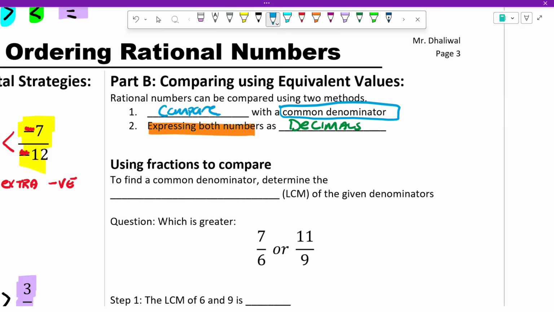So like this example here, 7 over 6 versus 11 over 9, which one's the bigger one, right? Both bottoms are different, both tops are different, both of them are bigger than a whole. It's very hard to mentally know which one's the bigger one. Some of you guys might know, but in general, this is not an easy one to tell apart. However, if you make the bottoms both the same, it becomes much easier to tell, right? So that process of making the bottoms the same is called finding a common denominator.